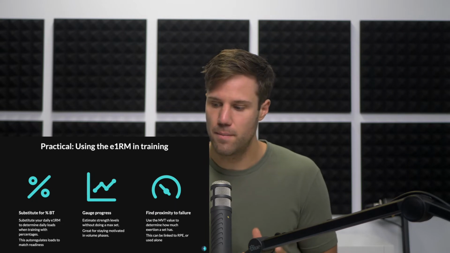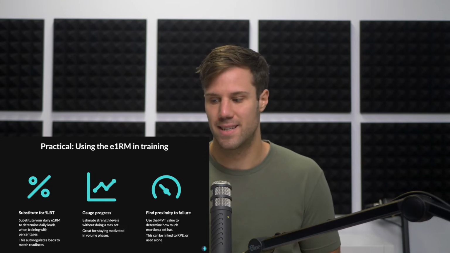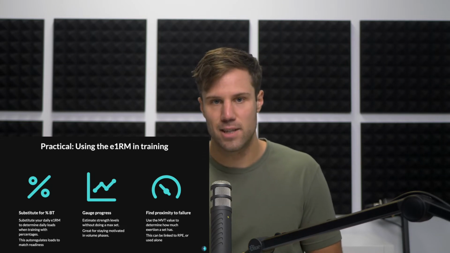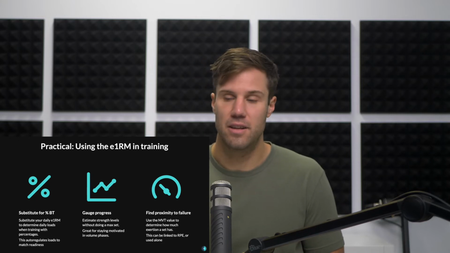And then you can also use it to find your proximity to failure. With a minimum velocity threshold value, we'll talk about this more later, you can determine how much exertion is within a set. You can tell how close the last rep of a set got to that minimum velocity threshold, so how much gap is between the two, and you can then link that to RPE. And I'll talk more about that in a second when we talk about volume control.